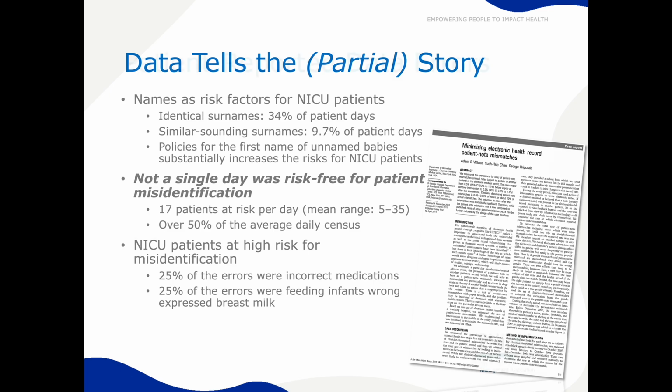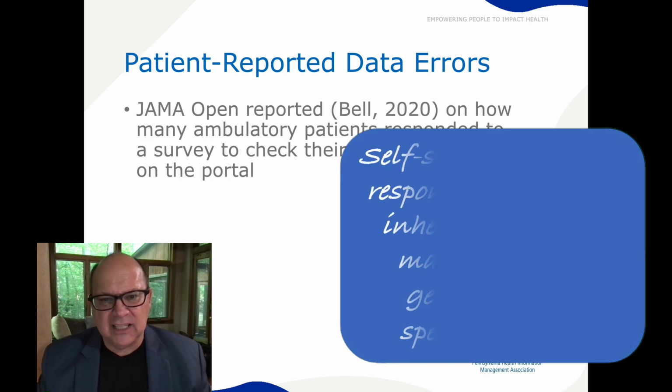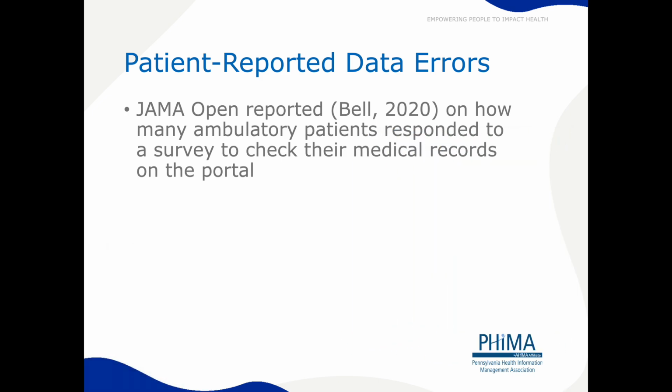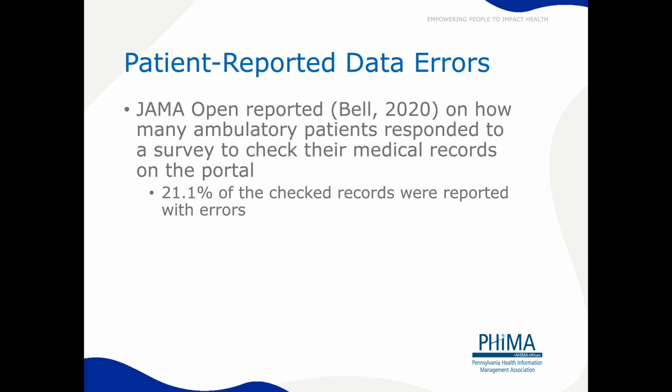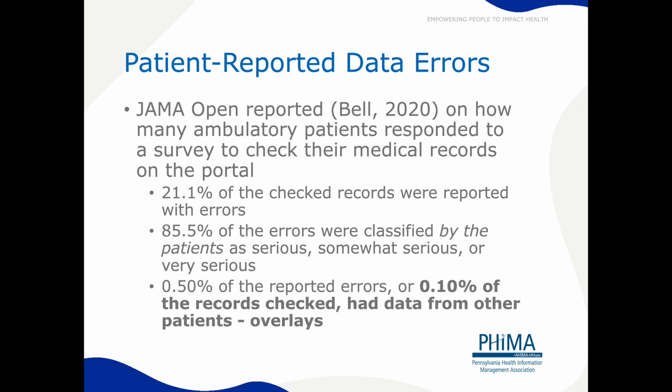Because of misidentification. The Journal of the American Medical Association published a study on patient-reported data errors. This self-selecting group was about patients who accessed data on the portal and how many of those reported data errors. Of the many ambulatory patients that responded to the survey, 21% had actually checked their records and reported errors. And 85% of those reported errors were classified by the patients as serious or somewhat serious. But interestingly, only 0.1% of the records checked had data from other patients in them, overlays.